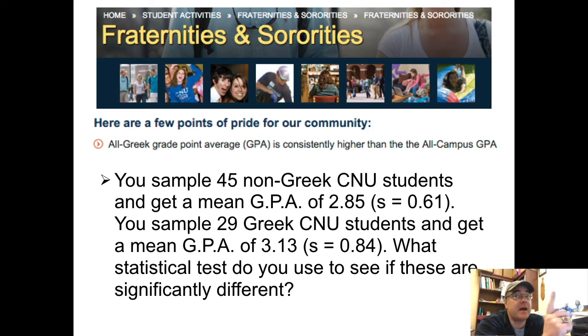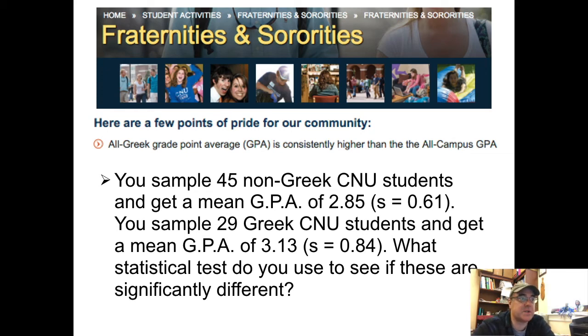This is going to be an independent samples t-test. You have the first group with an X bar of 2.85. You have the second group with an X bar of 3.13. And the statistic for analysis here then is going to be X bar sub 1 minus X bar sub 2. The test ratio then is going to be X bar sub 1 minus X bar sub 2 over S sub X bar sub 1 minus X bar sub 2. All right, so that's independent samples.